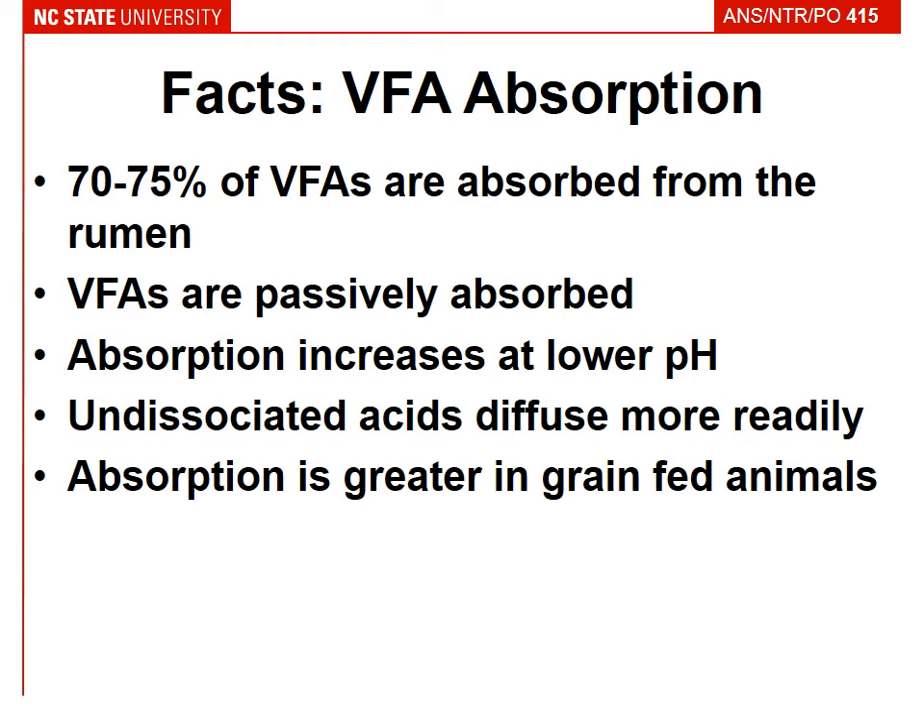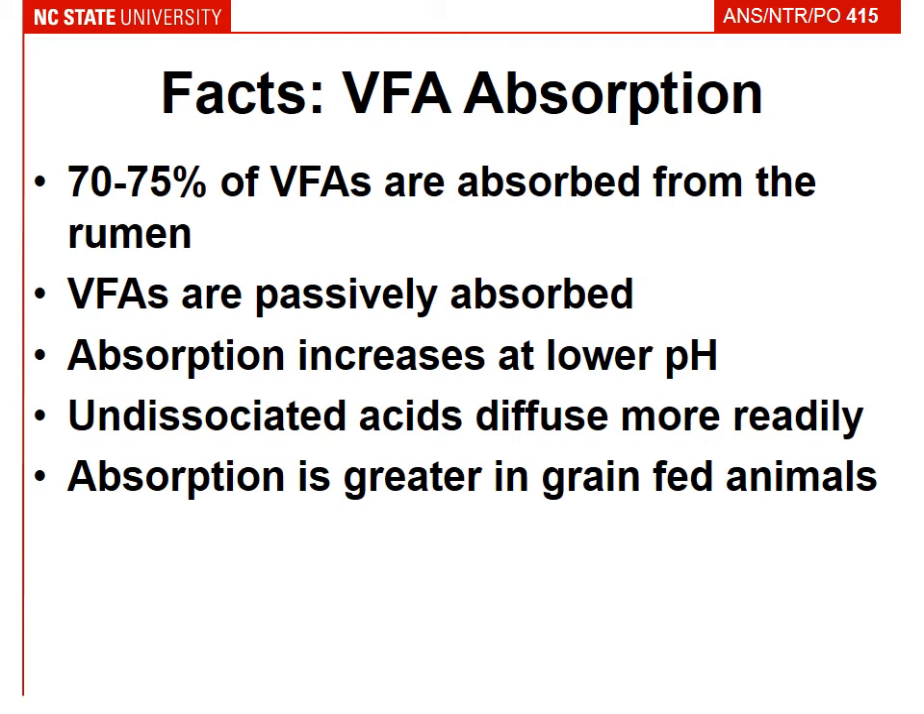Remember, with that high concentrate diet, we're going to have less saliva, so we're not going to be able to buffer the rumen like we do in a hay diet, and so we have a lower pH. Therefore, the animal is more efficient at absorbing the volatile fatty acids at that lower pH, so the energy is more available for them. In addition, we have those undissociated acids, where the hydrogen is still attached to it. They are more readily absorbed, or diffuse into the cell, than if they are dissociated.